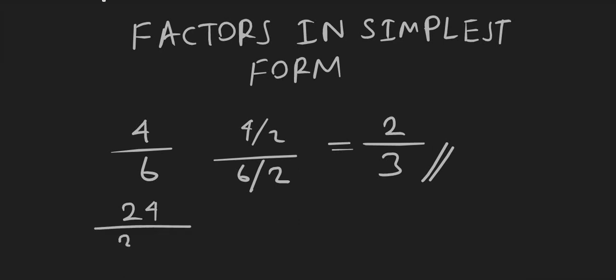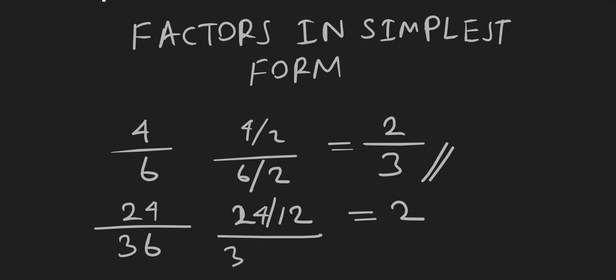24 over 36. Now, 24 can be divided by 12. 24 divided by 12 is equal to 2. And 36 can be divided by 12 and that is equal to 3. Therefore, the simplest form of 24 over 36 is 2 over 3.